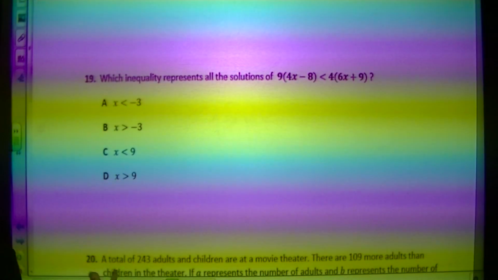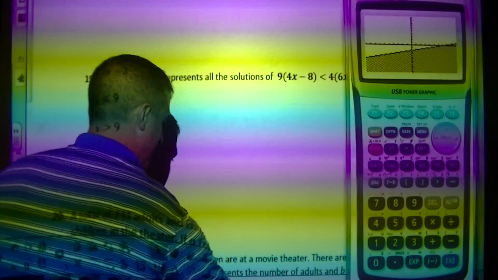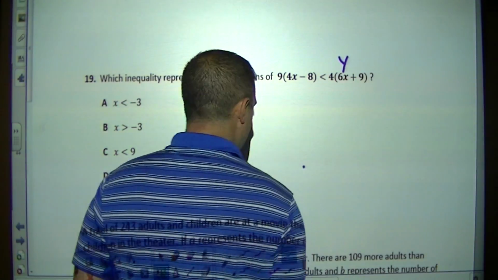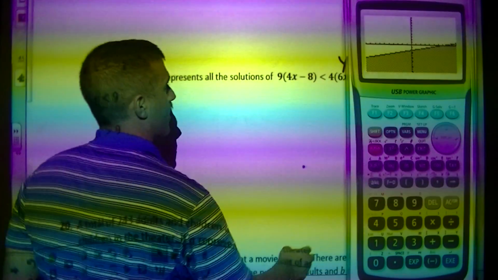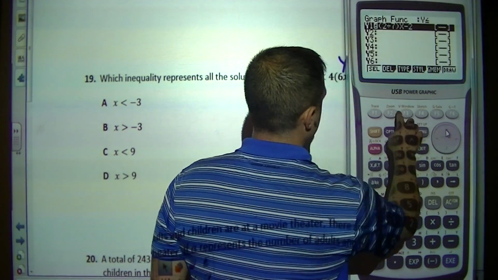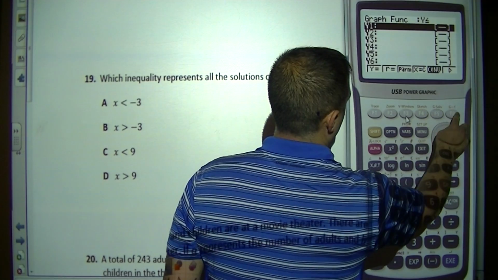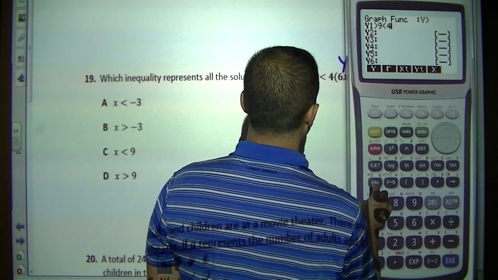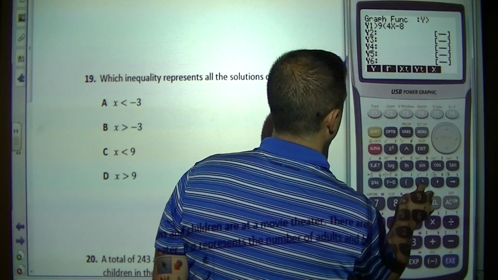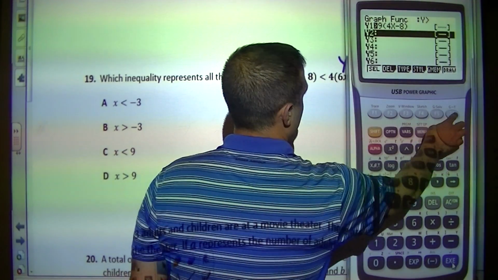Number 19, which one's represented by this? Same concept. Change this one into a y. So it's eating that y, okay? So what I'm going to do is I go back here. Let me delete this, okay? It's eating that y, so I'm going to choose that one. 9, 4x minus 8. Okay, I'm going to flip it around the other way.